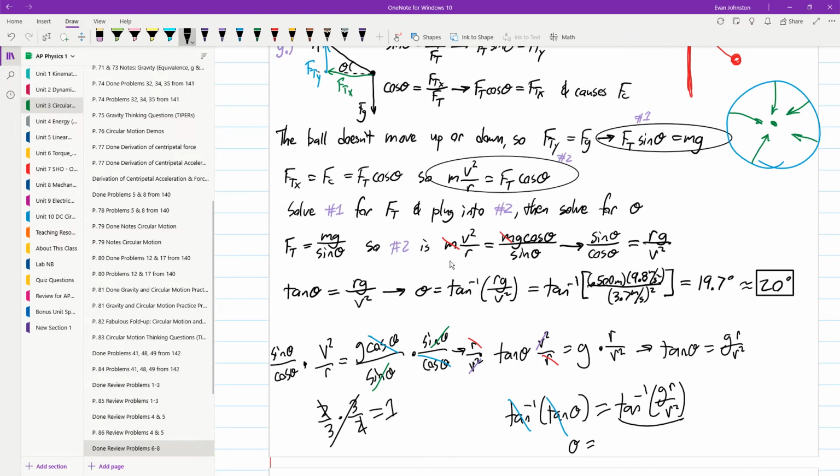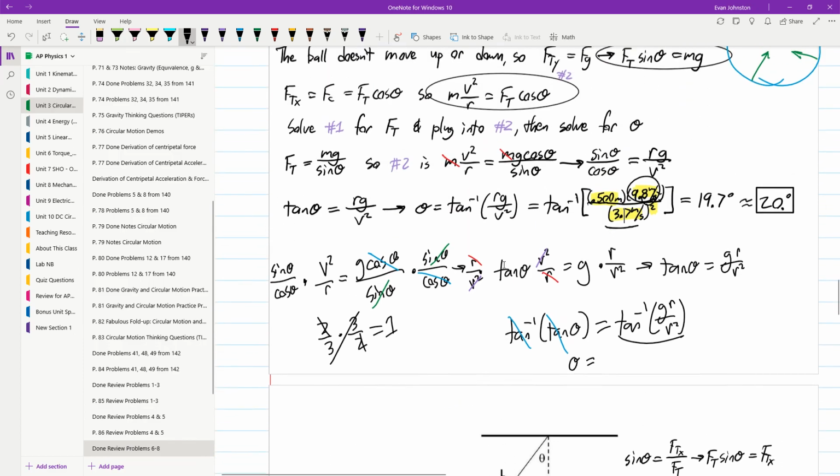Then I've plugged in, because we were told that the radius is 0.5 meters. We know what gravity is, and we were told how fast it's going. We make sure we square the speed, and we get this angle. Now, I rounded it to 2 significant figures, and actually there should be a decimal here to actually give 2 significant figures, because 3.7 has 2 and 9.8 has 2, so it should have 2. I hope that makes sense for this number 7.